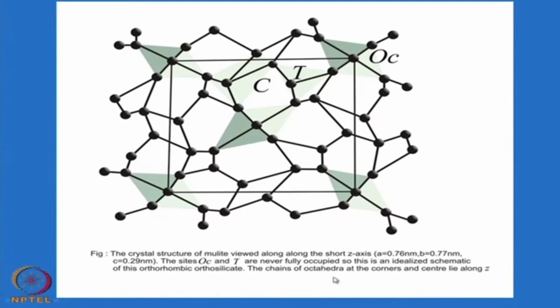You can see the crystal structure of mullite viewed along the short z axis. These are the lattice parameters A, B, C. Okay. You can see here A and B are almost the same, whereas C is different. So, it is a kind of tetragonal symmetry. The sites OC and T are never fully occupied.